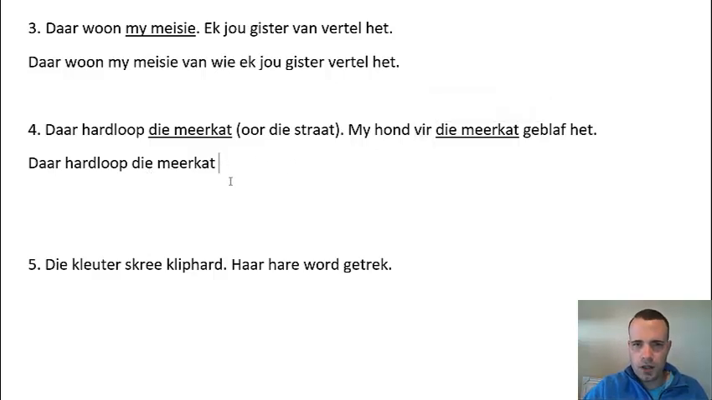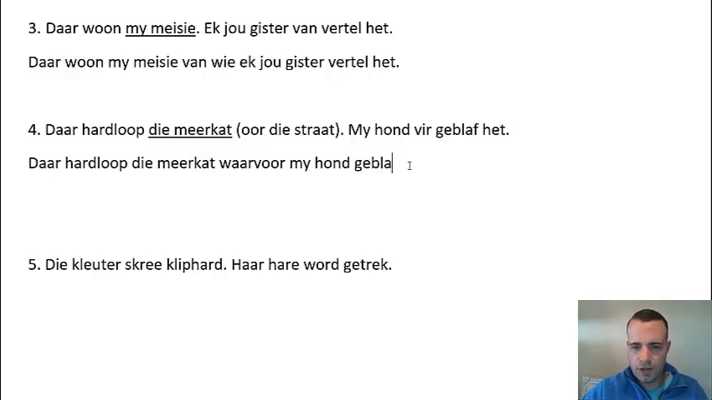Waar plus vir is going to make waarvoor. Okay, remember we've taken that out now. What's left in that sentence too? My hond, waarvoor my hond geblaf het. Okay, remember the vir is now in that construction waarvoor. Now, don't forget about the piece that was left. Oor die straat, just make a comma and put it at the end there. You don't always have that piece left, but if you do, just pop it there at the end.